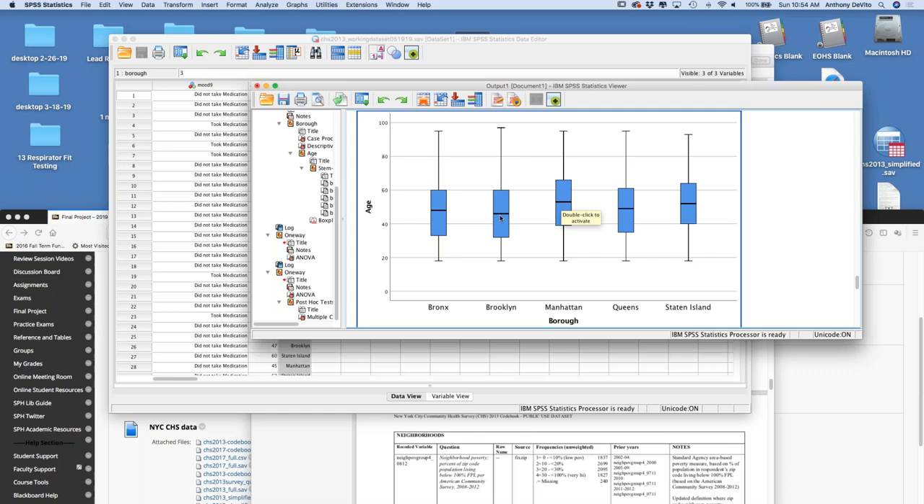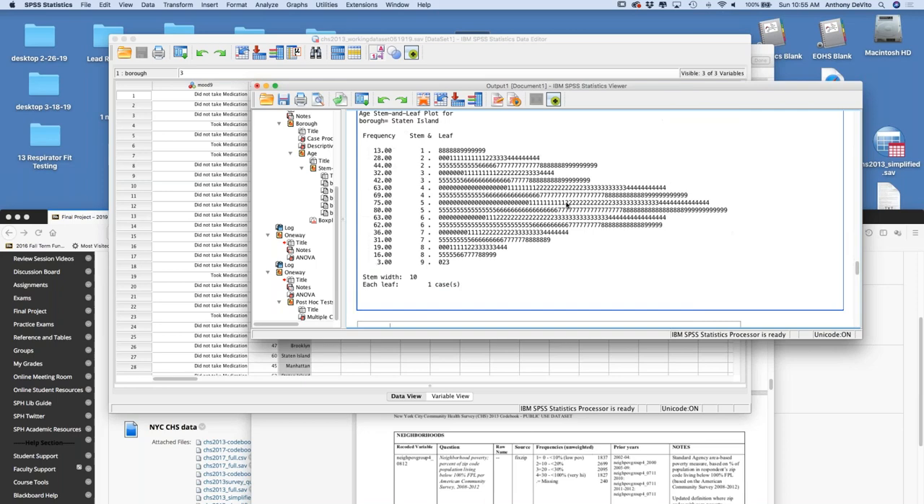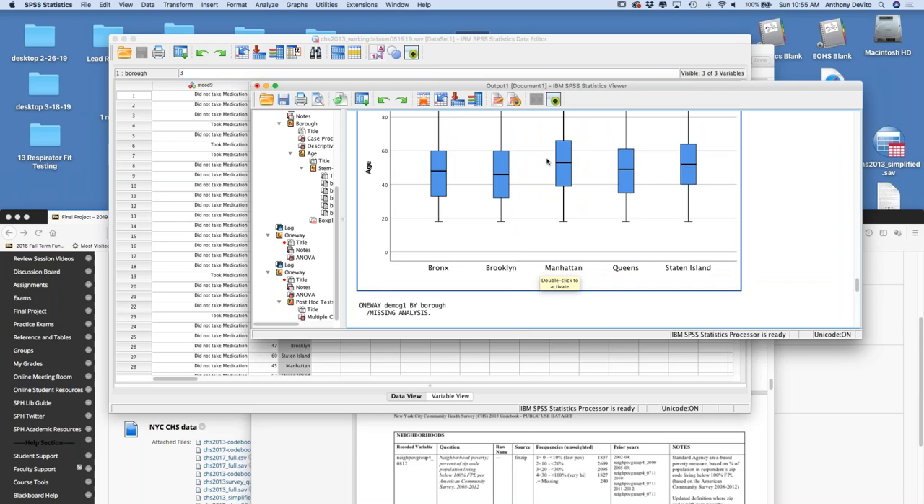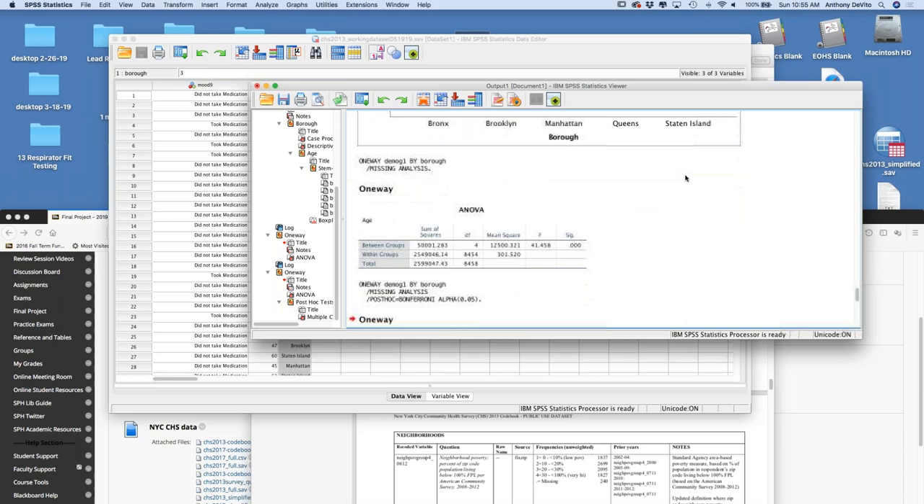And you want to know something else? Manhattan and Staten Island, they're pretty close. I wonder, were we able to reject the null hypothesis there? Let's see, Manhattan and Staten Island. No, we weren't able to reject the null hypothesis. We can kind of see that they were very close here as well. And so it gives you a heads up on what you might expect. And this is a nice graphical way to show the differences.